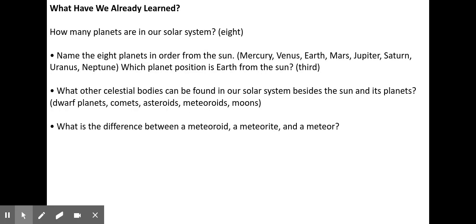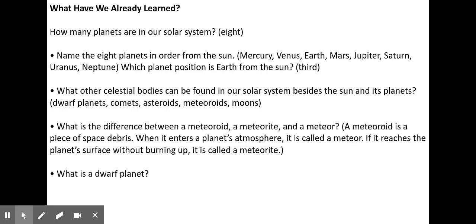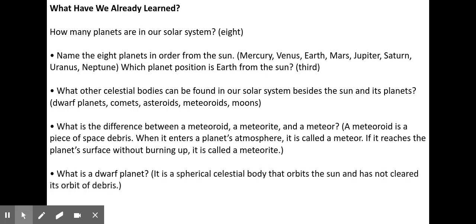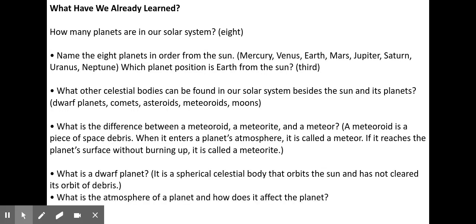What is the difference between a meteoroid, a meteorite, and a meteor? A meteoroid is a piece of space debris. When it enters a planet's atmosphere, it is called a meteor. If it reaches the planet's surface without burning up, it is called a meteorite. What is a dwarf planet? It is a spherical celestial body that orbits the sun and has not cleared its orbit of debris. That's why it's a dwarf planet, not an actual planet, because it hasn't cleared its orbit of debris.